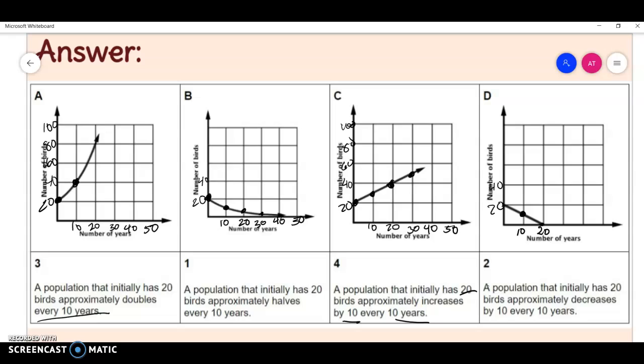This is a great way to match words and graphs together, because when we see patterns and sequences, we usually see them in graphs and in numbers, and we can notice a pattern. We also want to be able to notice a pattern for graphs as well, just like slope.